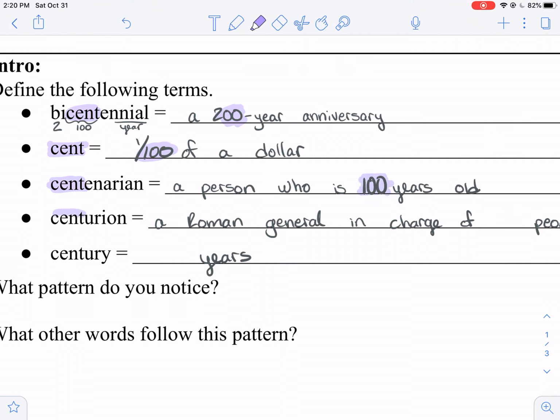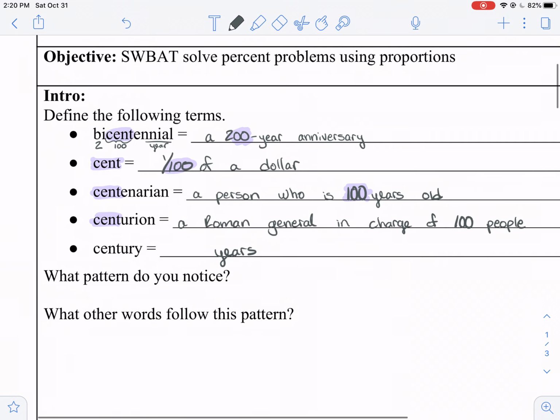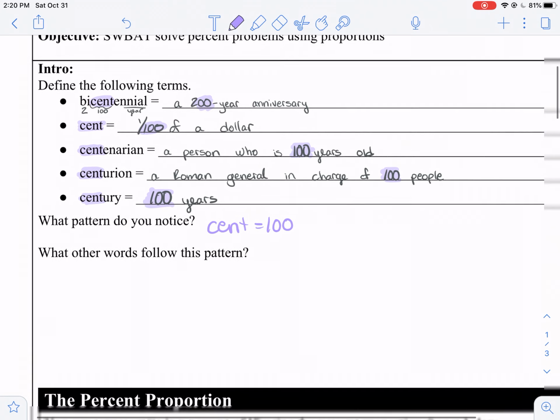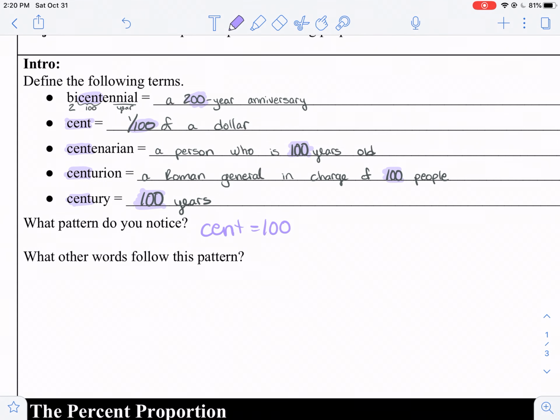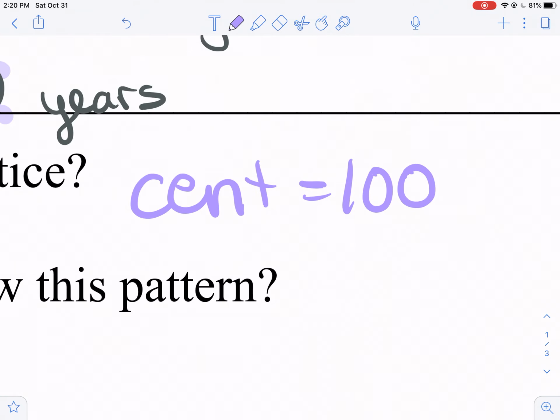A centurion was a Roman general in charge of 100 people. And finally, a century is a period of time that's 100 years long. So what pattern do you notice here? Well, the word cent means 100. So go ahead and spend some time, maybe look up a couple words that also have this cent equals 100 pattern.